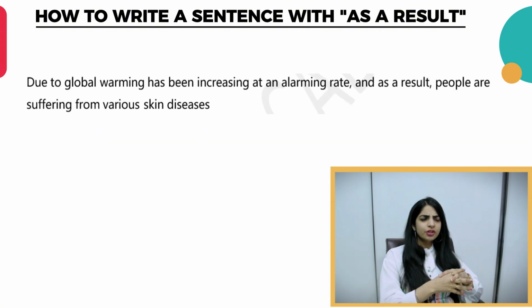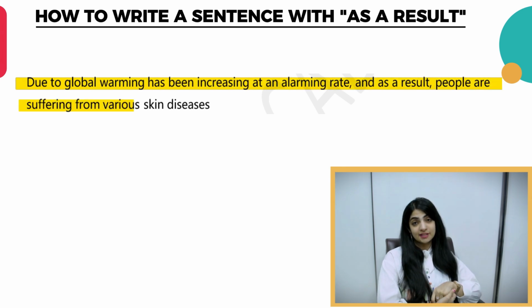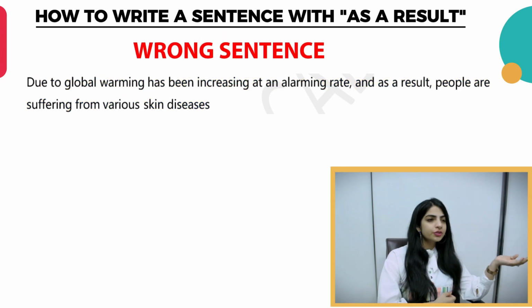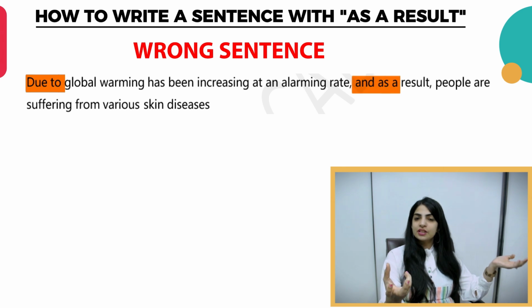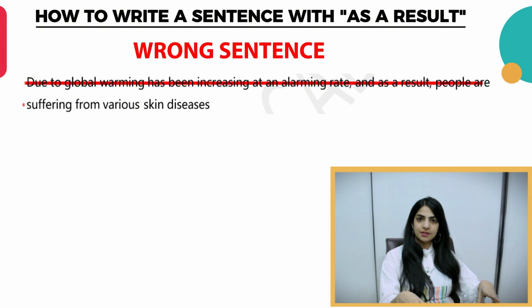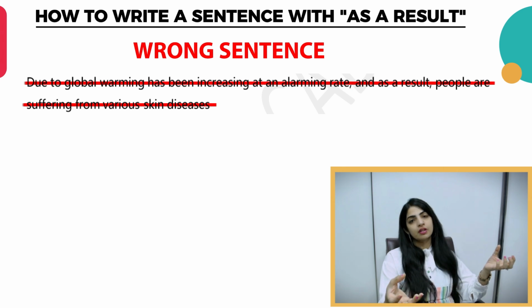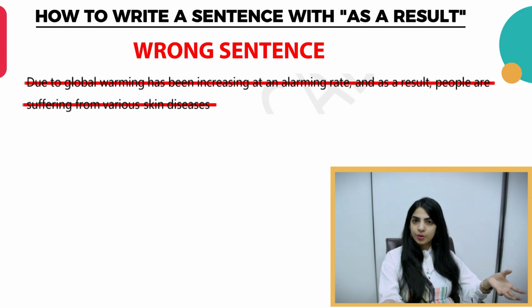Some students will write, due to global warming has been increasing at an alarming rate, and as a result, people are suffering from various skin diseases. Well, this is a wrong sentence. You're using due to, and you're also using and as a result in the sentence, and it has totally messed up the flow of your sentence. So make sure you do not overdo connectors, phrases and conjunctions, because if you overdo them, you will lose on your grammatical range.